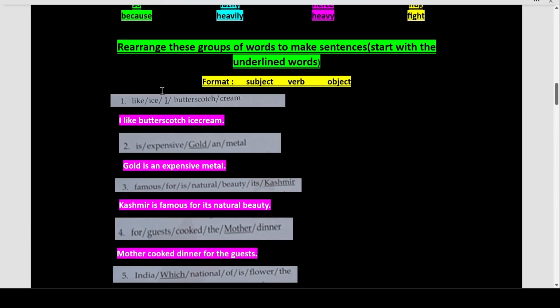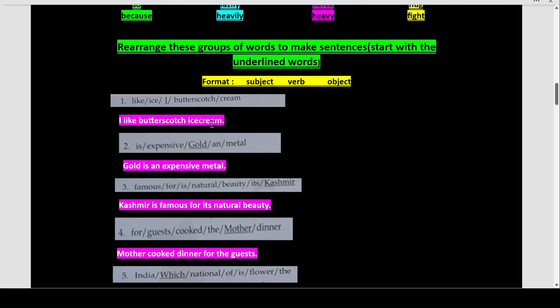like ice, pie, butterscotch cream. So, what is the first thing that we have to write when we make a meaningful sentence? We will identify what is the subject. About whom are we talking? The subject is I. So, write the subject first. I. After the subject, what comes in the format? Verb. What is the verb in the sentence? Like. So, I like. What object am I liking? The butterscotch ice cream. So, I like butterscotch ice cream.